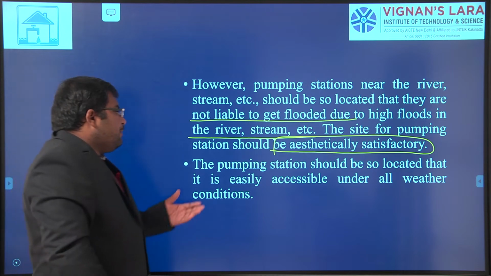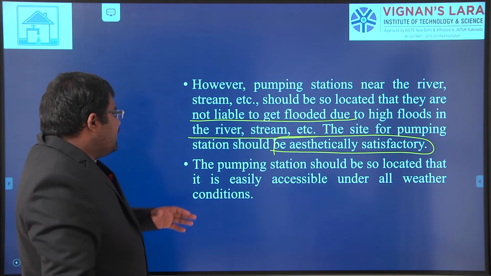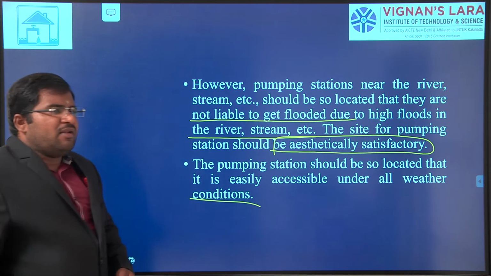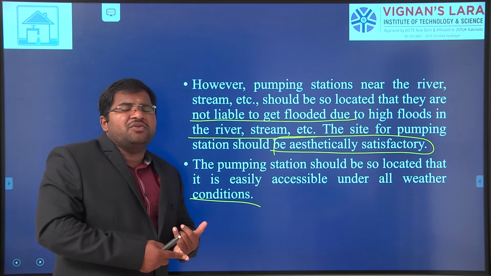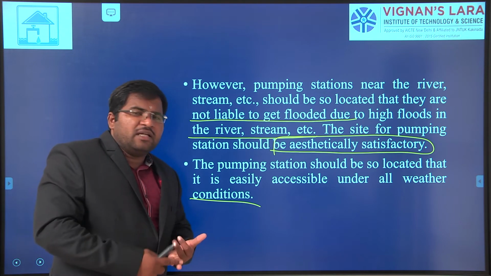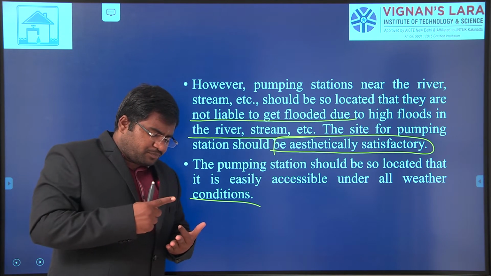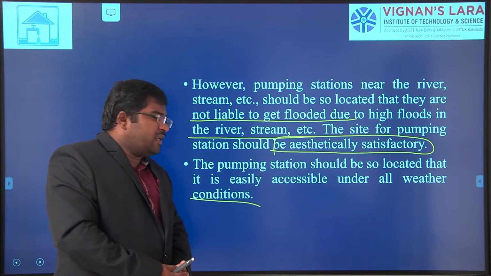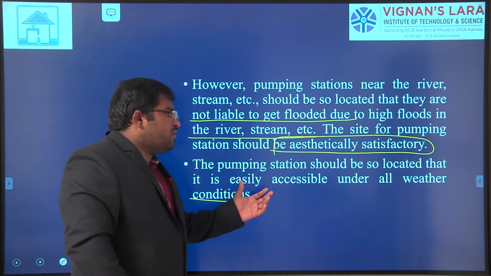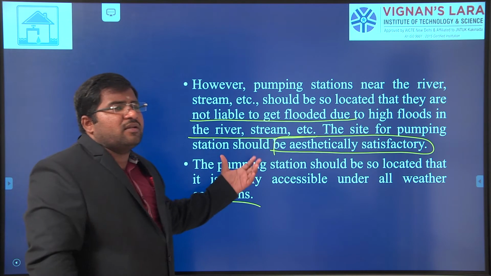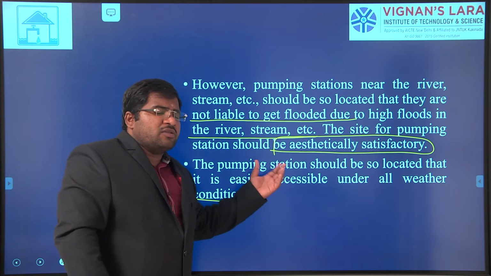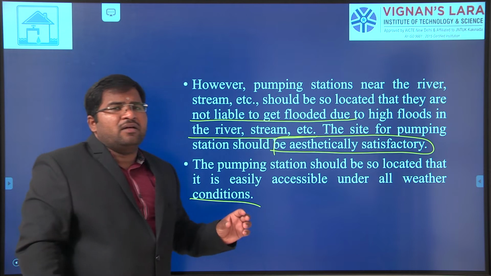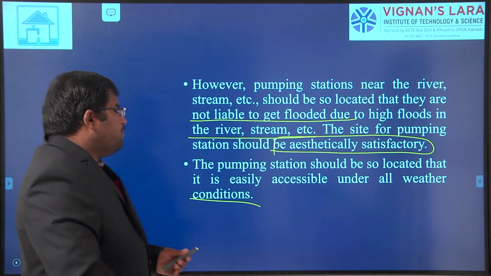Okay, next, the pumping station should be located so that it is easily accessible under all weather conditions, right? All weather conditions means in the rainy season you need to come there, in the winter, in the summer. So at any time you can easily access that place. Okay, so that is the site you have to select. These are the important points to keep in mind for the location of a pumping station.